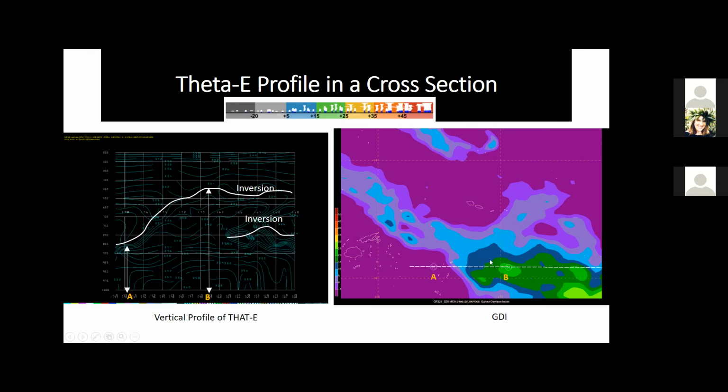So sometimes when you're looking at the GDI, one of the things that you might want to verify is that it might be showing a high value, but if you have the opportunity, take a look at the cross section or the time section to see the distribution of equivalent potential temperature.